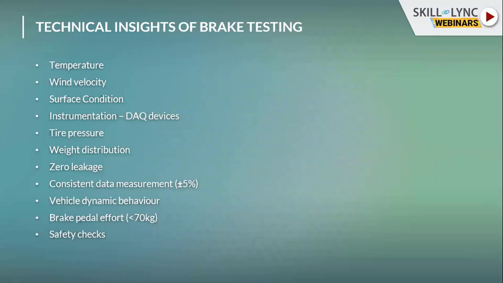Then comes the tire pressure. This tire pressure also plays a very important role in brake testing. Usually, the manufacturers of a truck or any vehicle will specify the tire pressure for a loaded vehicle and an unloaded vehicle. We can say it has a laden tire pressure and an unladen tire pressure. It has to be properly maintained in a vehicle before the testing. These are some of the checkpoints which have to be done before the brake test and during the brake testing.